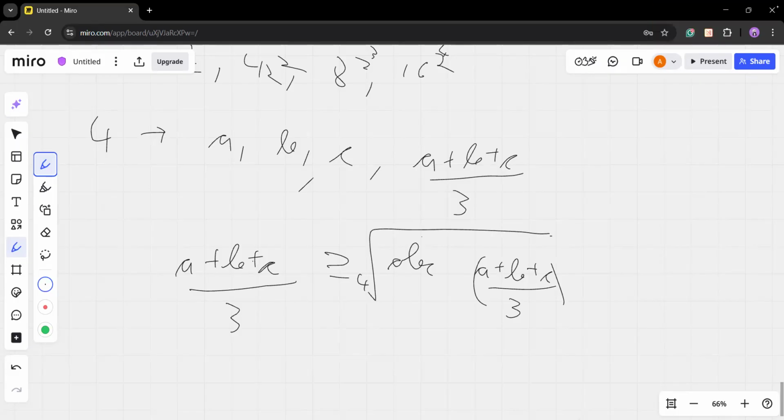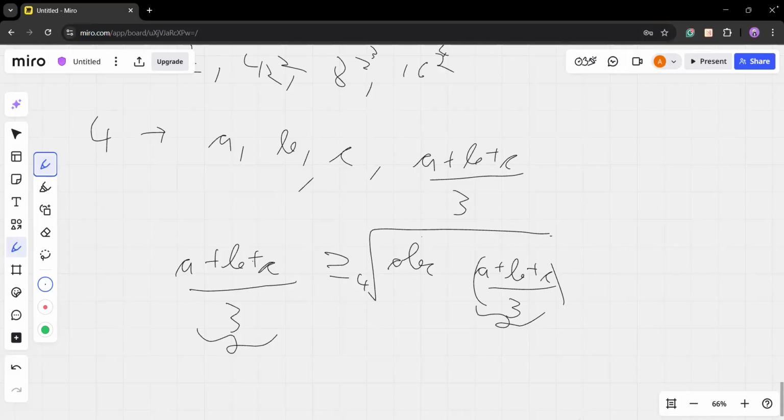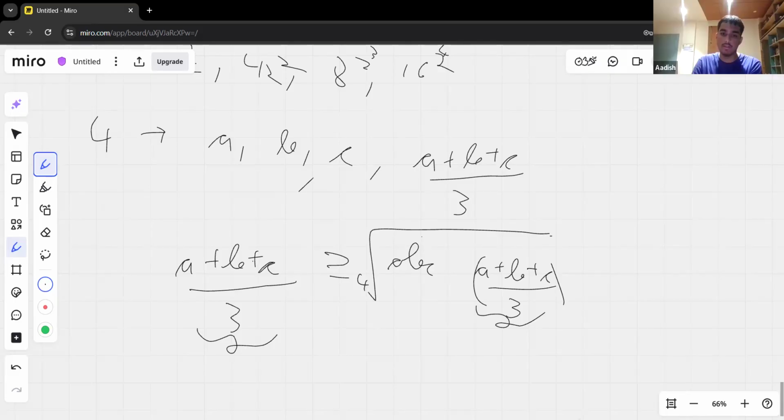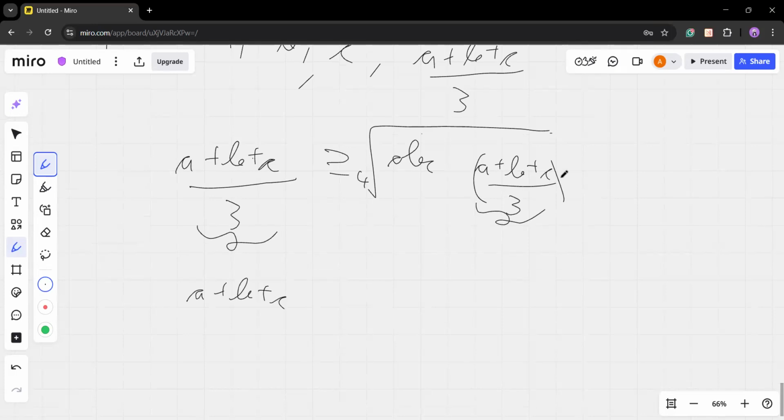I can square it, I guess. No, don't square it. You have the same terms here, cancel them. Actually, take fourth powers. Just take the fourth power. All right, I got it: ((a plus b plus c) over 3) whole power 3 has to be greater than or equal to abc. This is the statement.